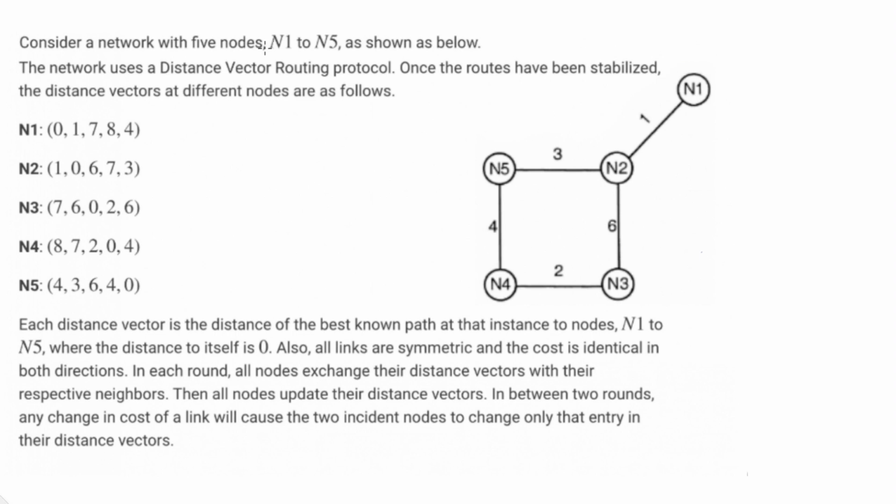So consider a network with 5 nodes n1 to n5. So these are the 5 nodes that are given, n1 to n5, and this is the network that is given. Now they are saying the network uses a distance vector routing protocol. So DVR is being used.